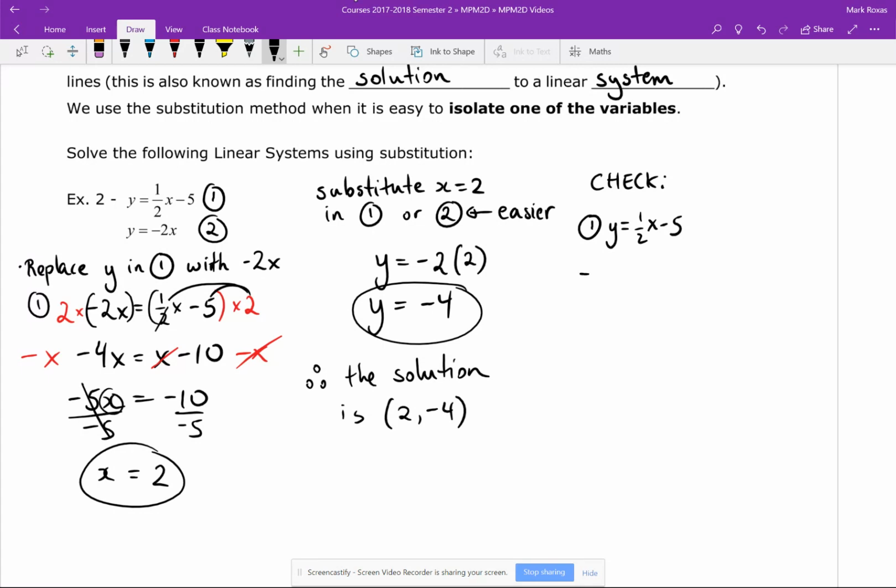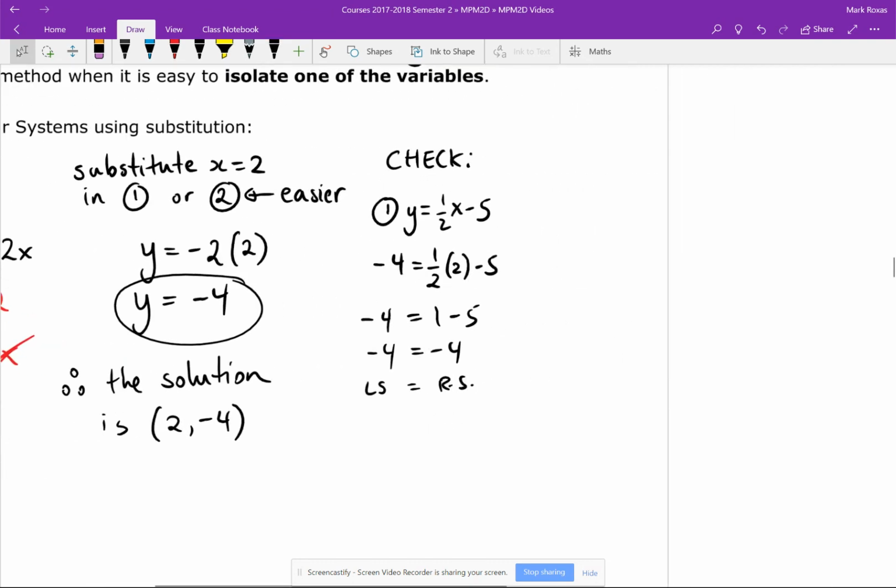So if y is negative 4, I put negative 4 in there. X is positive 2, I put 2 in there. I do my minus 5. So negative 4 is already simplified on the left. On the right side, I have half of 2, which is 1, minus 5, so 1 minus 5 is negative 4. So the left side equals the right side. LS and RS, left side and right side. So we've checked our work there. It looks good so far.